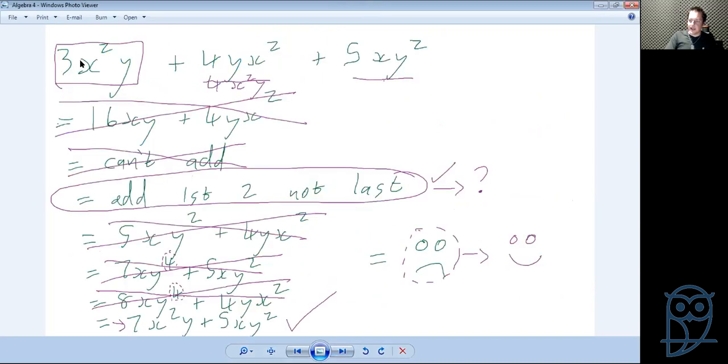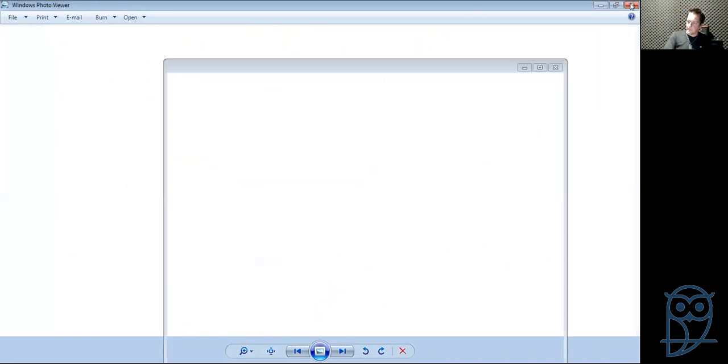Here, we had different exponents on some, and the same exponents on others, just in a different order. We found out that we could add those because in multiplication you can change the order around, and therefore x squared y and yx squared are actually the same thing. Because x squared y here and x squared y there, you can add them together to get your 7. So that is what we had to look at last time.